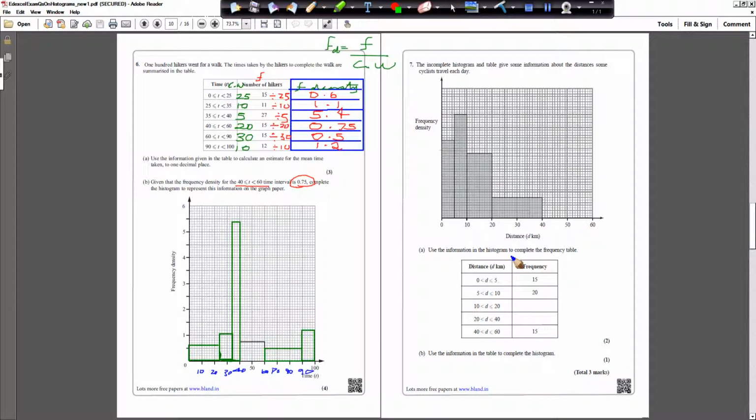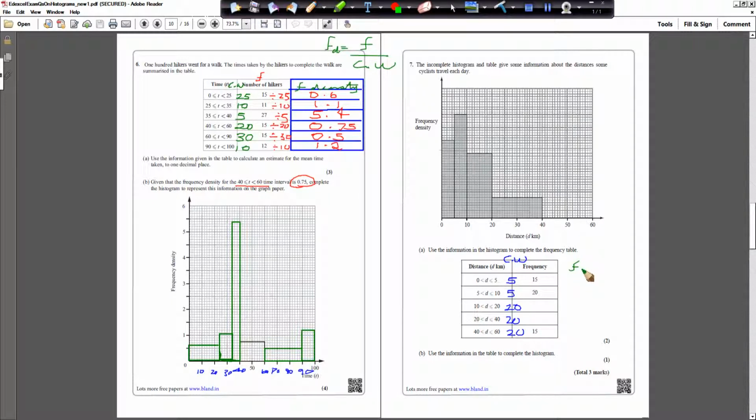Now, we always first of all work out the what? We work out the class width. Class width is the upper bound of the class minus the lower bound. So 5 minus nothing is 5. 10 minus 5 is 5. 20 minus 10 is 10. And 40 minus 20 is 20. 60 minus 40 is 20. Okay, lovely.